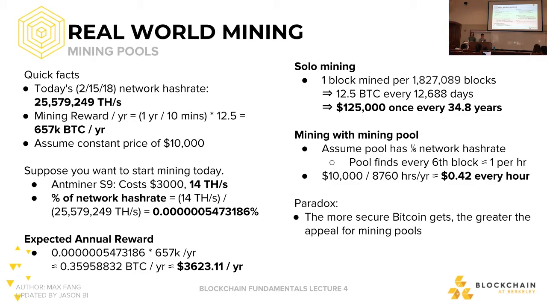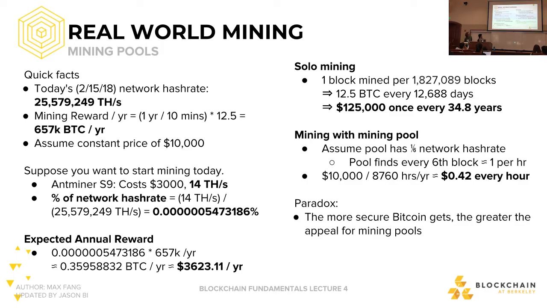And now we'll be talking about the actual numbers behind mining. Today's facts. So we know that right now, the network hash rate is about 25 million terahashes per second. Also, let's assume that each Bitcoin costs $10,000. Not exactly, but we'll assume that. And also, there's 657,000 Bitcoin every year for this year because the reward hasn't been halved.